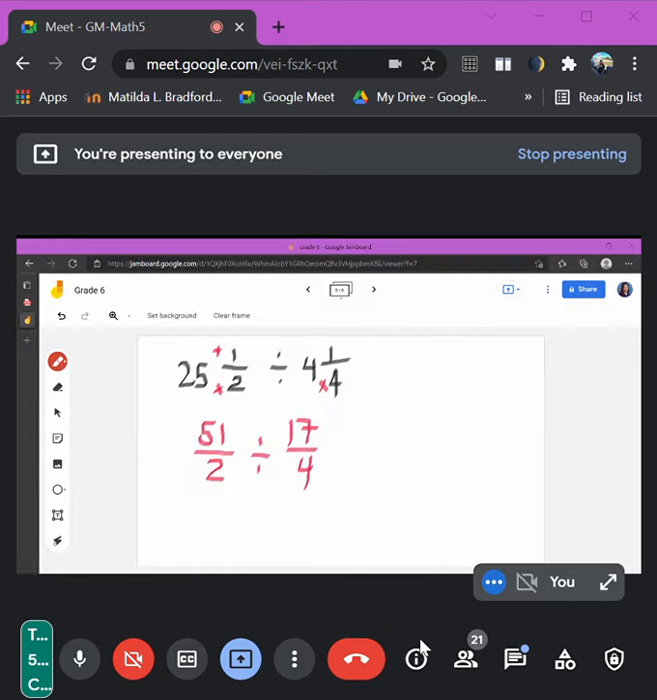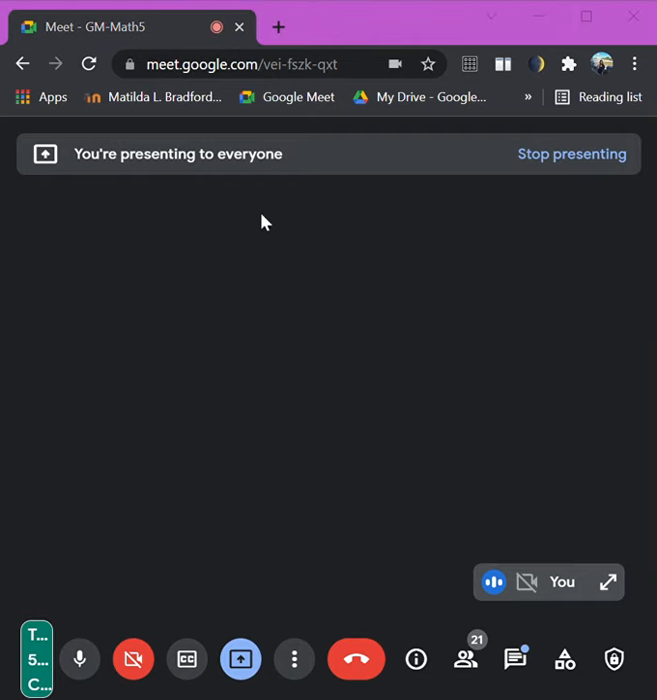Check chapter 6.10 and 6.11. So what we did in this class is we changed our mixed numbers into improper fractions.